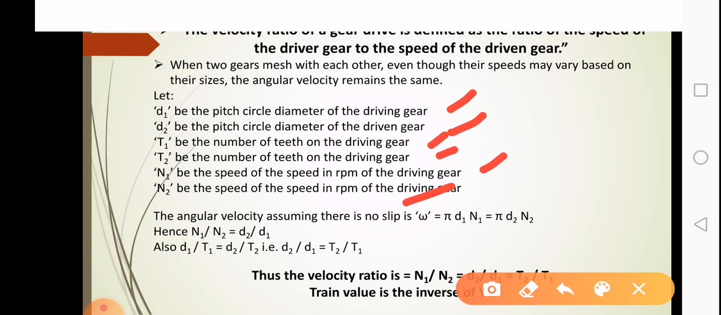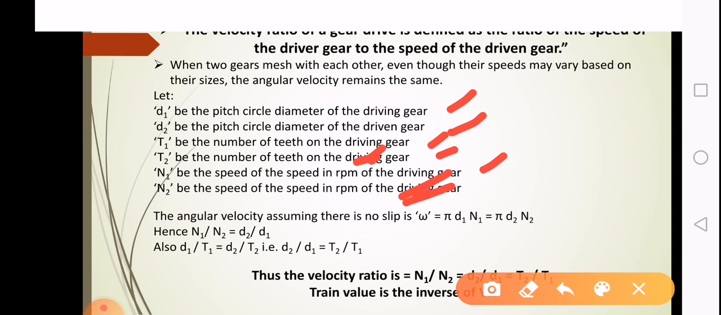Both of these have to become the driven gear, so there is a small error. Just remember that T2 is the number of teeth on the driven gear, and N2 is the speed in RPM of the driven gear.